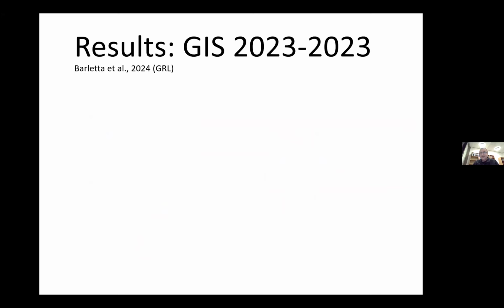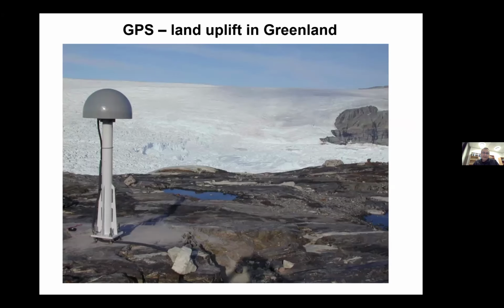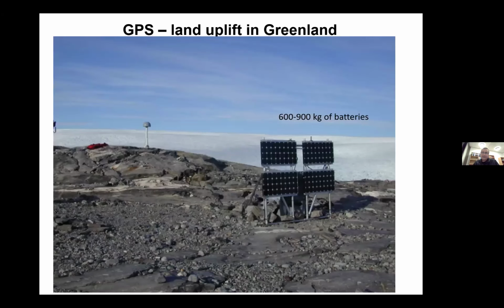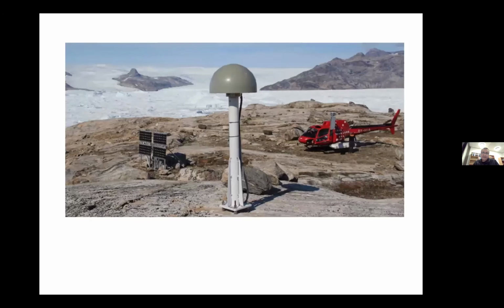Now, next, I will focus on GPS data and the daily solutions. So this is a typical setup of a GPS station. The antenna is mounted directly on bedrock, so we really measure how fast the bedrock is moving up or down. And there are a lot of GPS stations now, more than 60 stations. And as a part of our geodetic survey, we visit all the stations at least once per year.